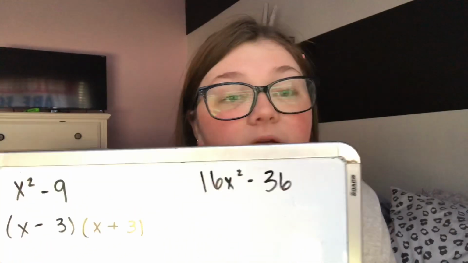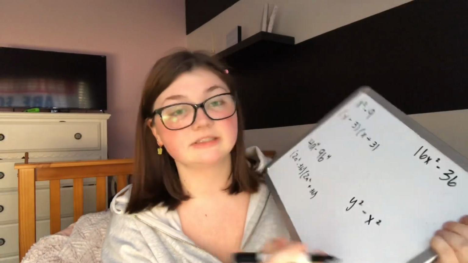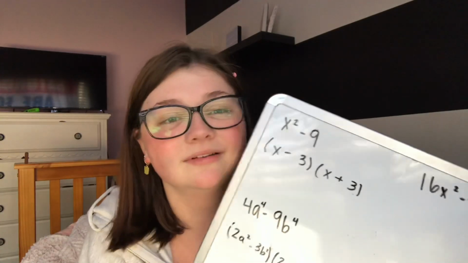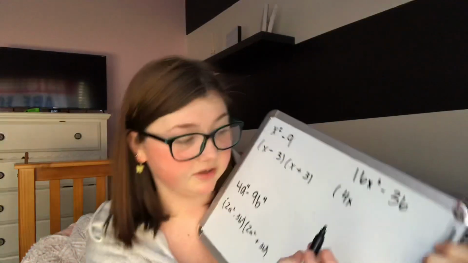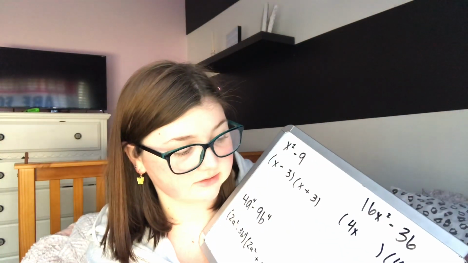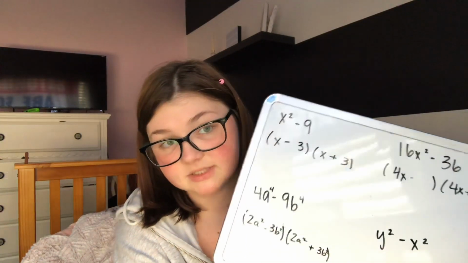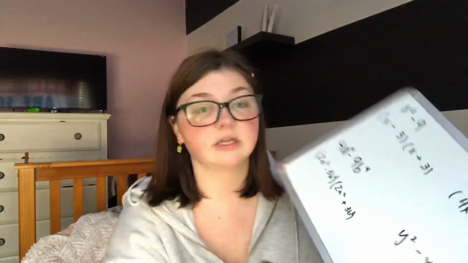Alrighty, so this problem right here does not have an x, but that does not stop you from finding what the square root is. So what 2 numbers multiply to give you 16 that are the same? 4, right. So you're going to put 4x because it is squared, and then 4x here. So when you multiply them together, it gives you 16x squared. And then 36. 6 times 6 gives you 36. So you're going to put 6 and 6. And don't forget your minus and plus.